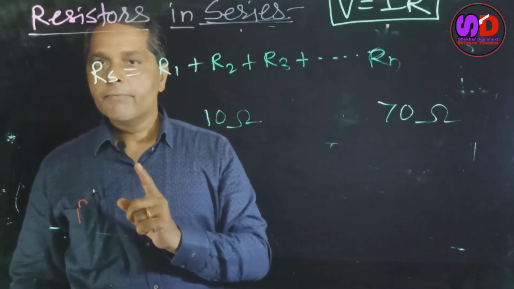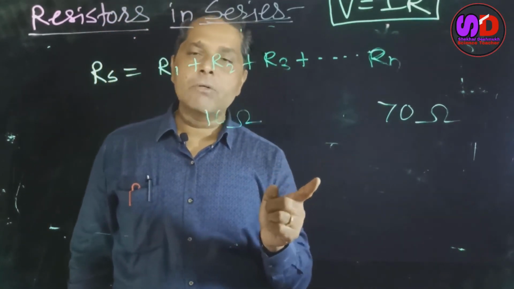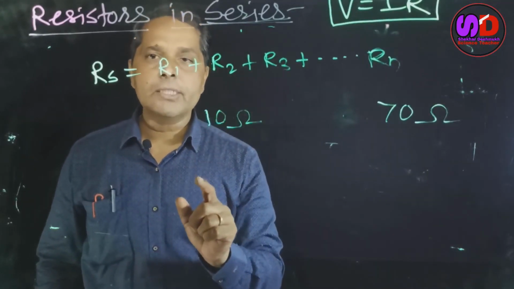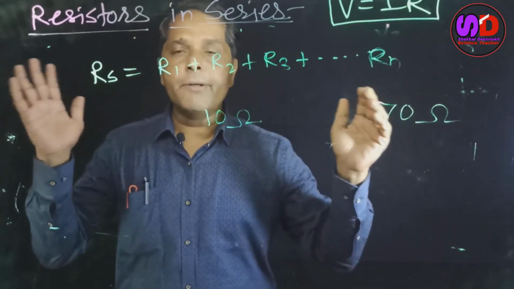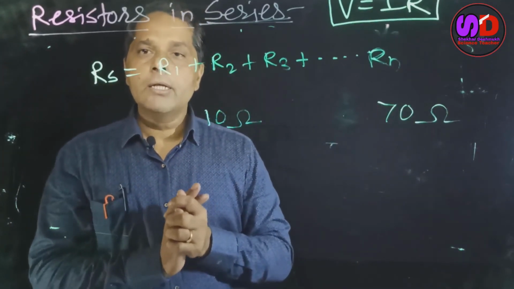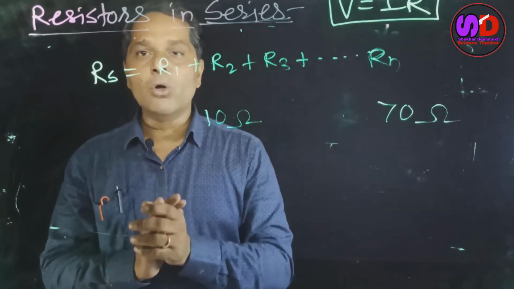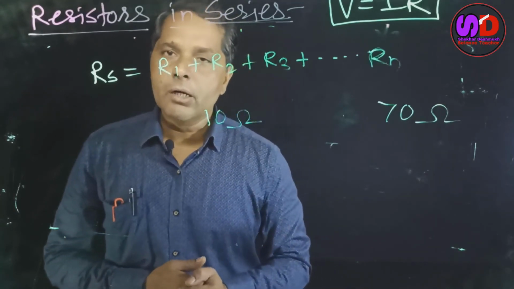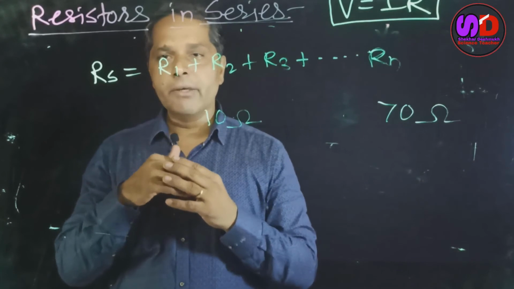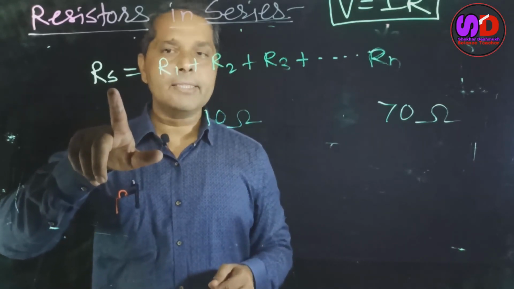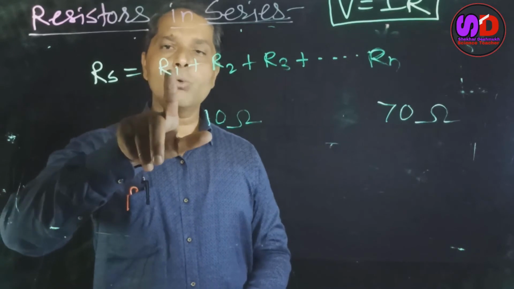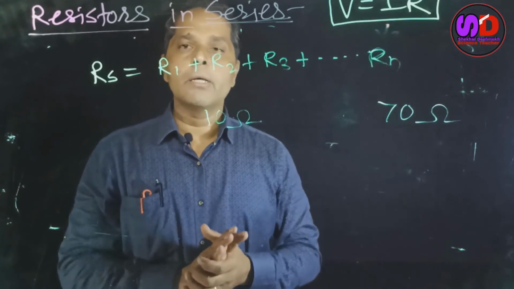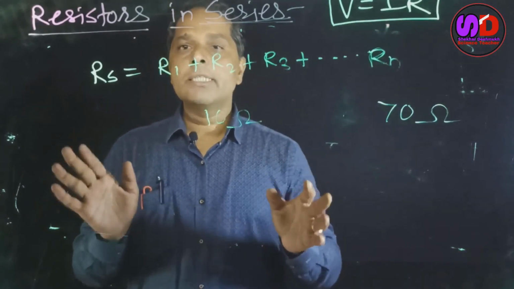The second point, V is equal to V1 plus V2 plus V3. That means the potential difference across the two ends must be equal to the sum of the potential differences across each resistor. And the resistance of the combination, that is nothing but the effective resistance of the series combination RS, should be equal to R1 plus R2 plus R3 plus R4 up to Rn. So this is about the series combination.